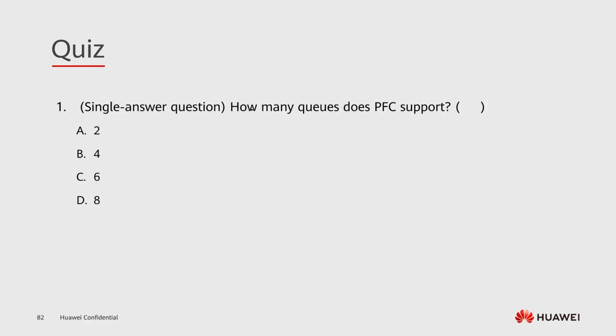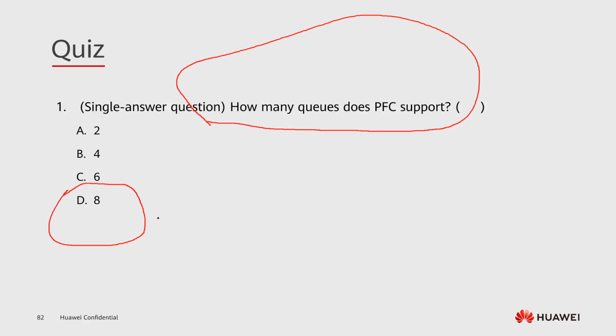Let's see a simple question. How many queues does PFC support? The answer is 8. It's 0 to 7.